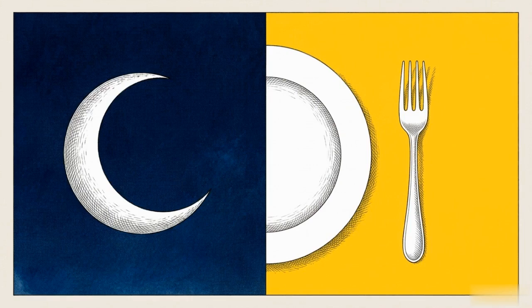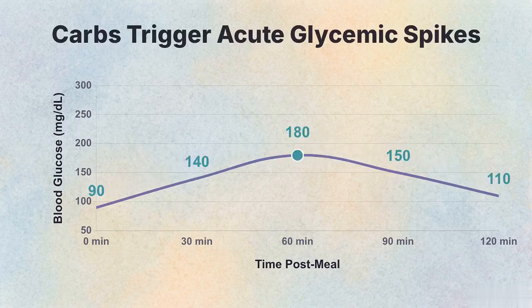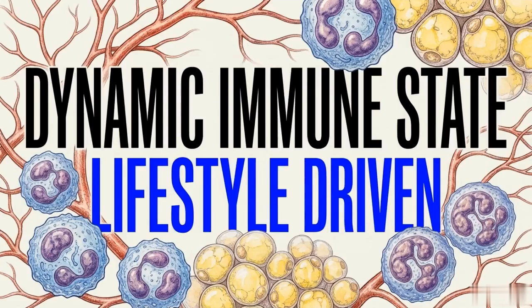A second factor is dietary, specifically the acute glycemic spikes triggered by heavy carbohydrate loads. These findings suggest everyday, non-pathogenic stressors bypass adipose tissue to directly command the innate immune system. Subclinical inflammation operates as an active phenotype, continuously rebuilt by daily lifestyle choices.